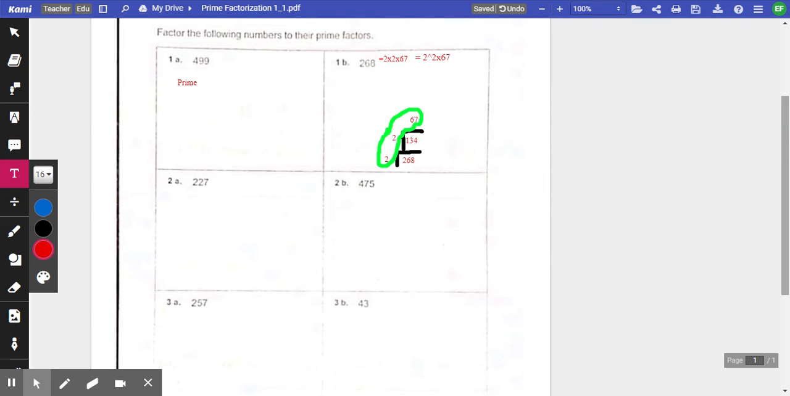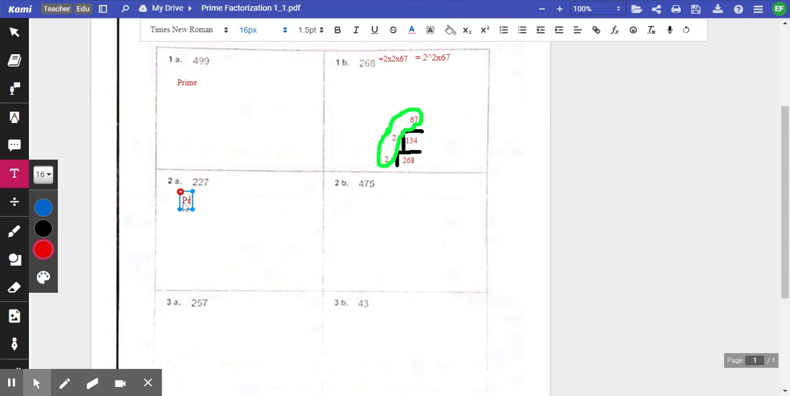So remember, we always start by looking and seeing if the number we're given is prime. So we have 227, and on your prime number chart, so you should have that prime number chart in front of you on the screen also. 227 is prime, and if it is prime, we simply write prime in the box.